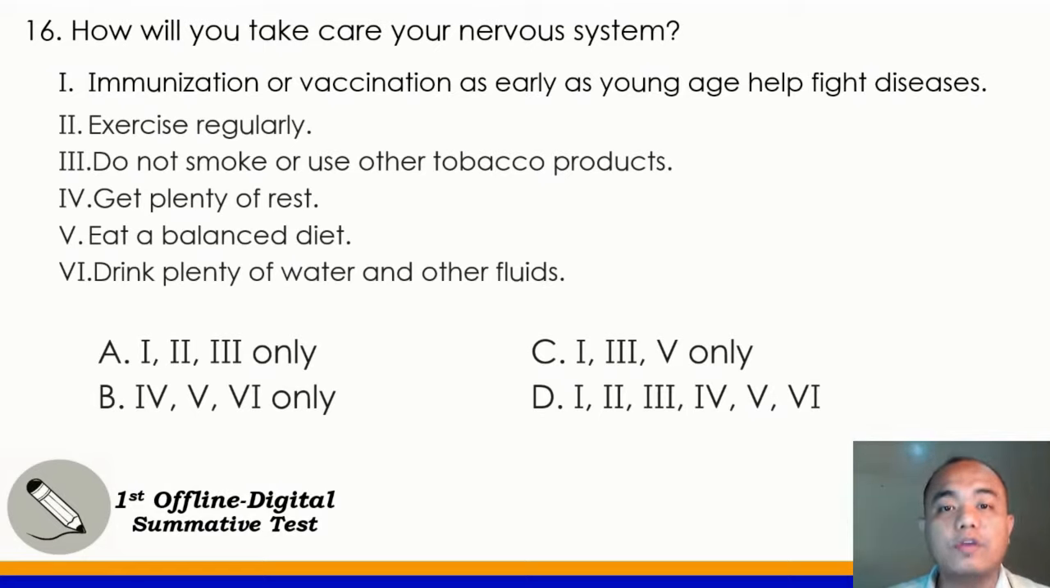Number 16. How will you take care of your nervous system? 1. Immunization or vaccination as early as young age help fight diseases. 2. Exercise regularly. 3. Do not smoke or use other tobacco products. 4. Get plenty of rest. 5. Eat a balanced diet. 6. Drink plenty of water and other fluids.